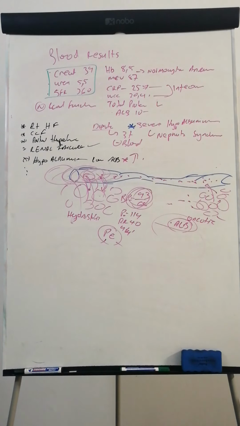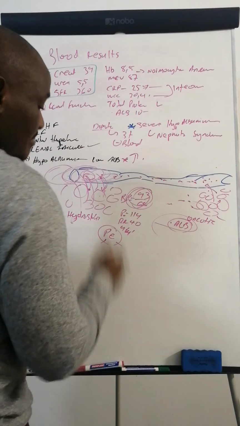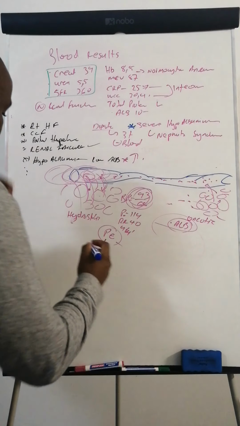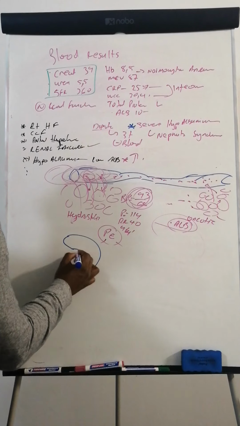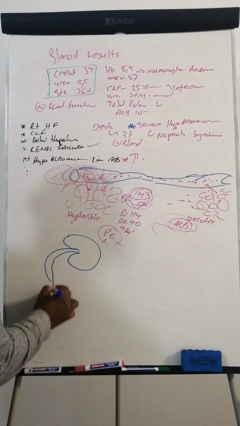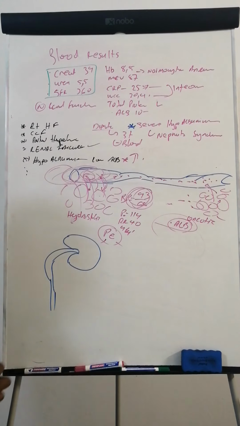What else am I missing here? So obviously, when someone is like this, remember, when you've got nephrotic syndrome, you don't only lose albumin in the urine, you lose all proteins, like your complement proteins. And we know that complement proteins are very important to fight off bacterial infections. So this patient is prone to infections.